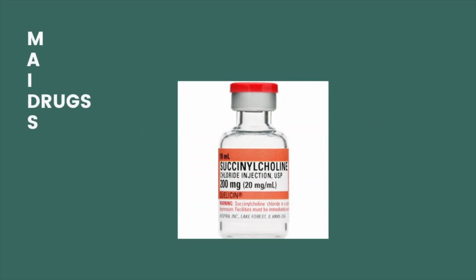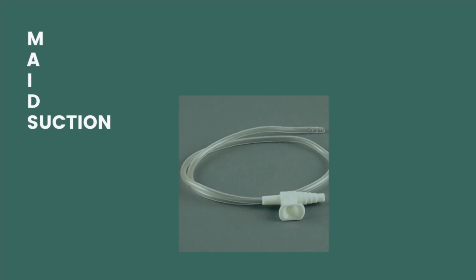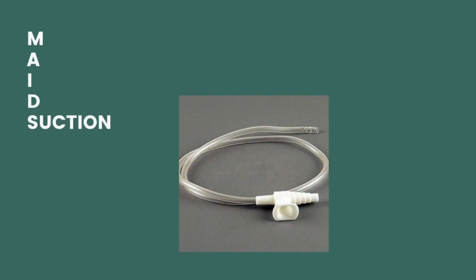Since the patient is hypotensive, a neuromuscular blocker would suffice to relax the patient's muscles and to prevent hypotension. For this patient, we will be giving succinylcholine IV at 1.5 mg per kilogram. And lastly, S, suction catheter and machine.